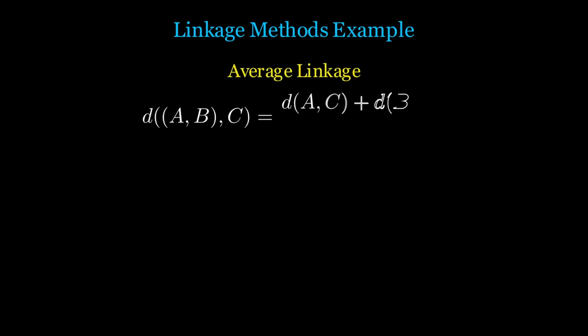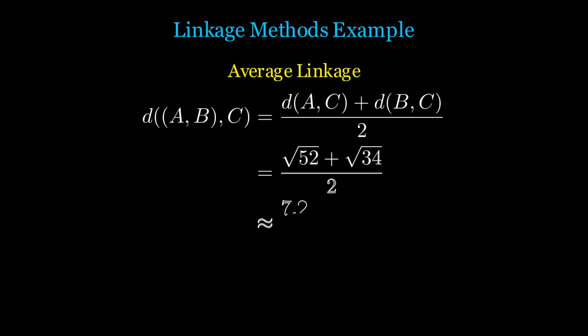Average linkage computes the mean of all pairwise distances between the two clusters. Here, we take the average of the distance from A to C and from B to C. Substituting the values and computing the result, we get approximately 6.52.